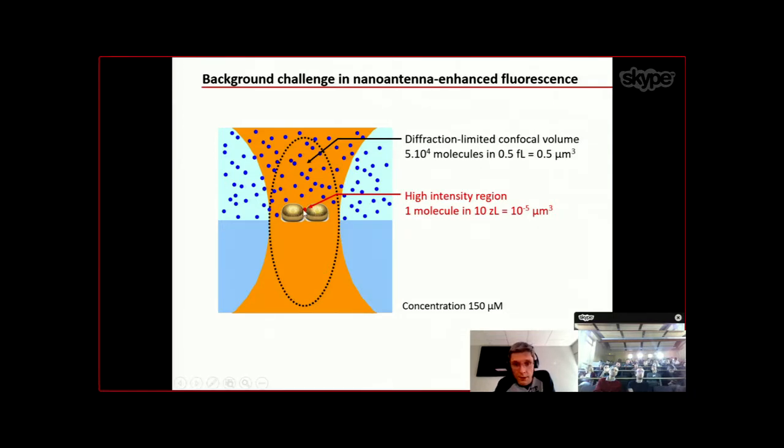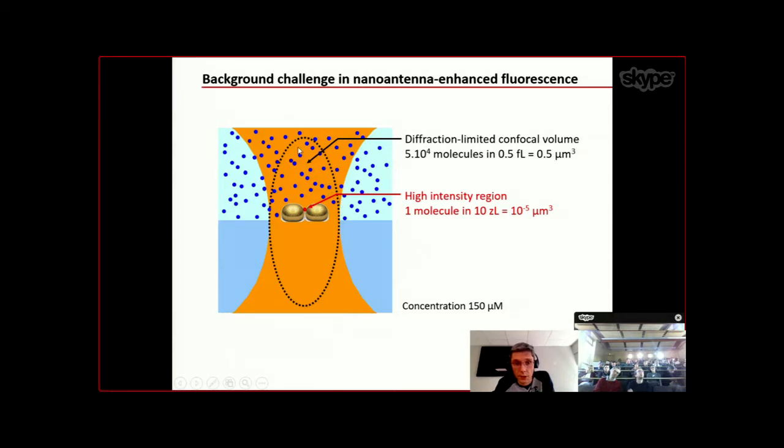The issue in this case is that you will have also a lot of molecules in your confocal volume. This is still a confocal microscope, a diffraction-limited spot, okay, so 0.5 femtoliter. In this case, at high concentrations, you have several thousands of molecules that are still there. And this is going to give you a lot of fluorescence background.